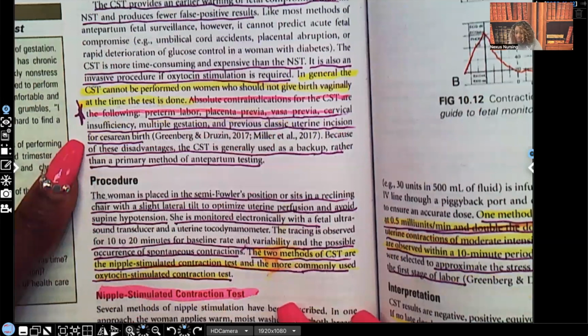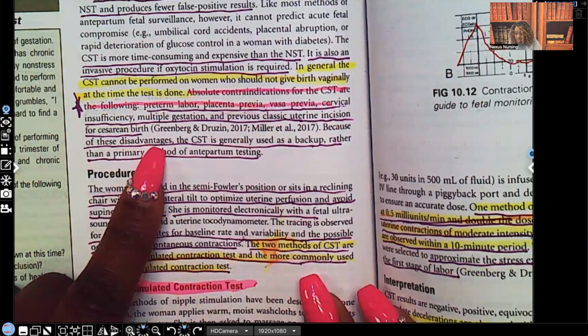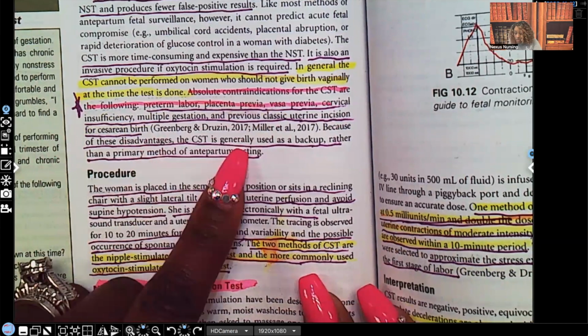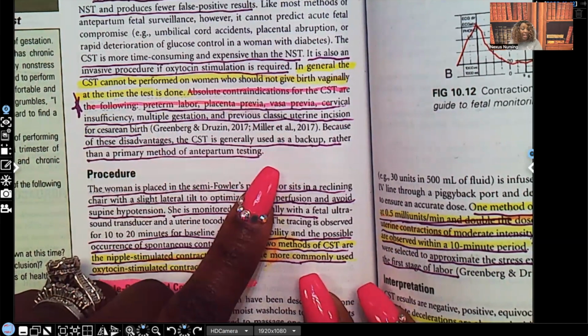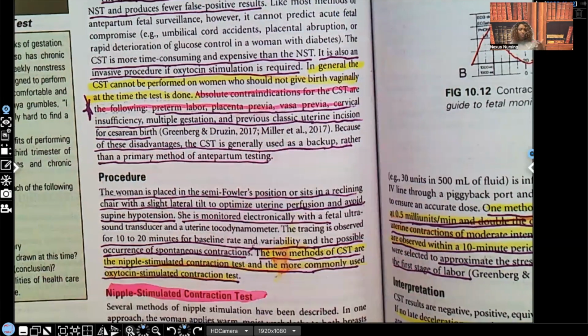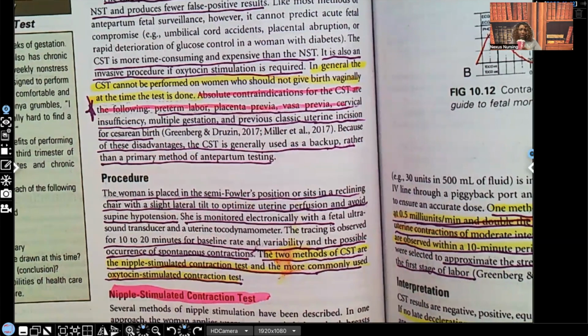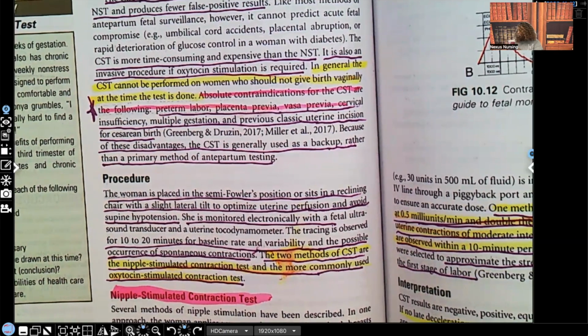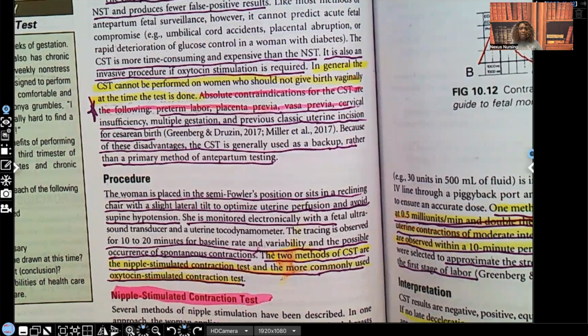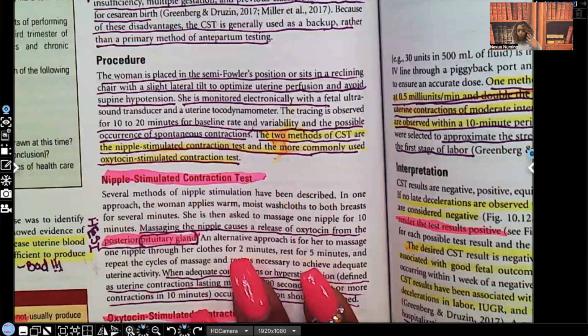Okay, because of these disadvantages, the contraction stress test is generally used as a backup rather than a primary method of antepartum testing. Hence why, what do we do first? The non-stress test, and hopefully all goes well. So let's talk about the procedure for the contraction stress test.